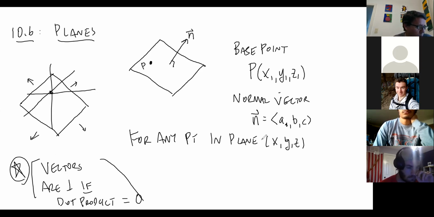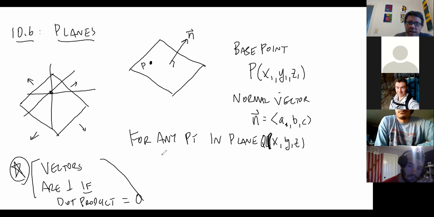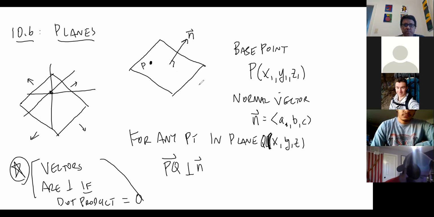So we'll call this other point, and again, sometimes they use P and Q. Well, they use P and Q a lot, so we'll go ahead and call this one Q as well. So any other point in the plane Q, which is just an X, Y, Z, that means that the vector from P to Q, which is going to be a vector that's in the plane somewhere, we need PQ to be perpendicular to N. Because again, that's the definition of N. It's a vector that's perpendicular to any other vector that's in the plane.